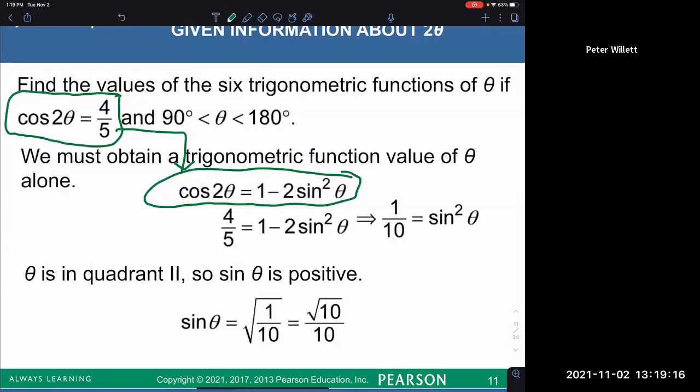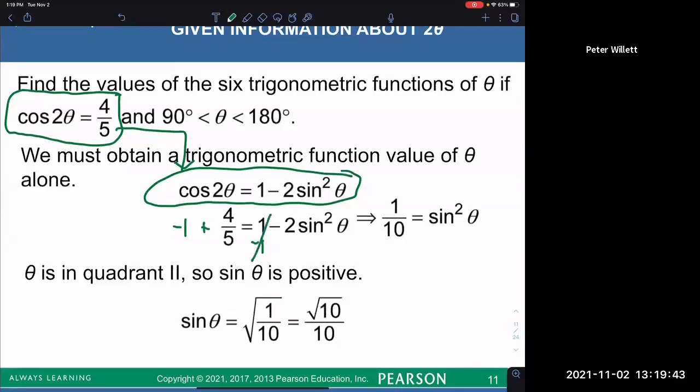So we replace cosine 2 theta with 4/5. So 4/5 equals 1 minus 2 sine squared theta. And so then what did they do? They solved for sine squared theta by basically subtracting 1 from both sides, so that canceled out. And let's just go ahead and see what would happen. And then they divided both sides by -2 to get sine squared by itself.